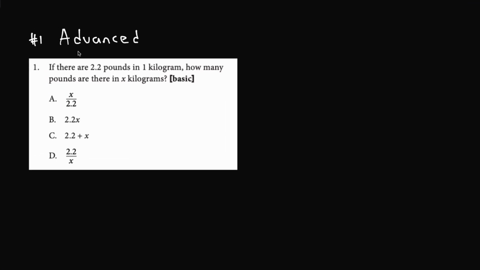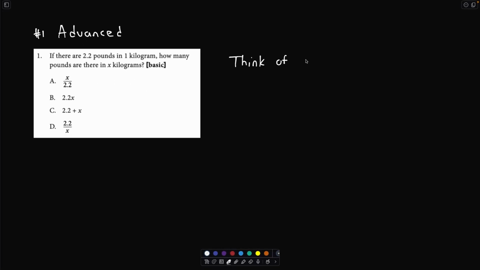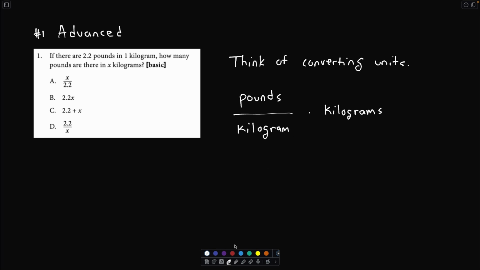Let's look at an advanced way, how an advanced student would work this out. So you have 2.2 pounds in 1 kilogram. How many pounds are there in X kilogram? We'll need to think of converting units. If I have pounds over kilogram, in order to get pounds back, I need to multiply this by kilograms because the kilograms will simplify and I'll be left with just pounds.